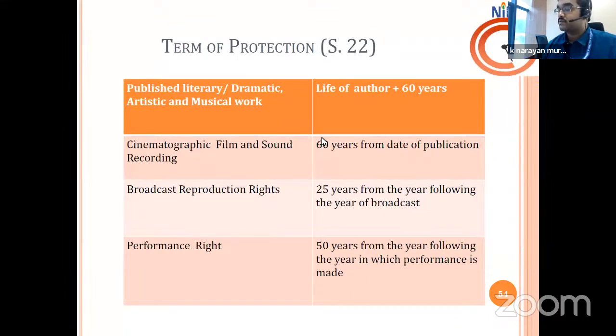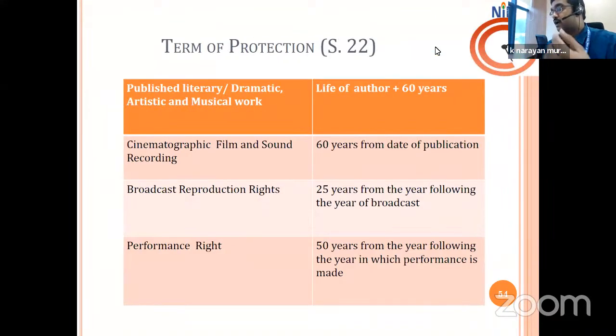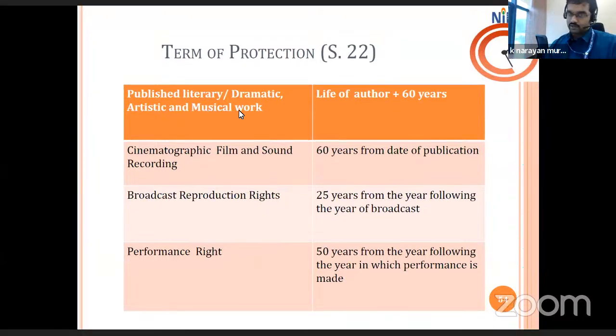So these are some validity. Cinematography films is 60 years from date of publication. Broadcast reproduction is 25 years. Performance is 50 years. These are some like basic theory. Okay. And lifetime of author plus 60 years. This is for literary and dramatic works and musical works. For example, say Michael Jackson, he died in the year 2008 or 9, I don't remember exactly. In the year 2009, and his works, the music he has composed, the dramatic works, the dance steps he has performed, everything is the copyright is valid up till 2069. Why 69? Because lifetime of author plus 60 years. Okay, that is for copyright for lifetime author plus 60 years, until 2069 the copyright is valid.